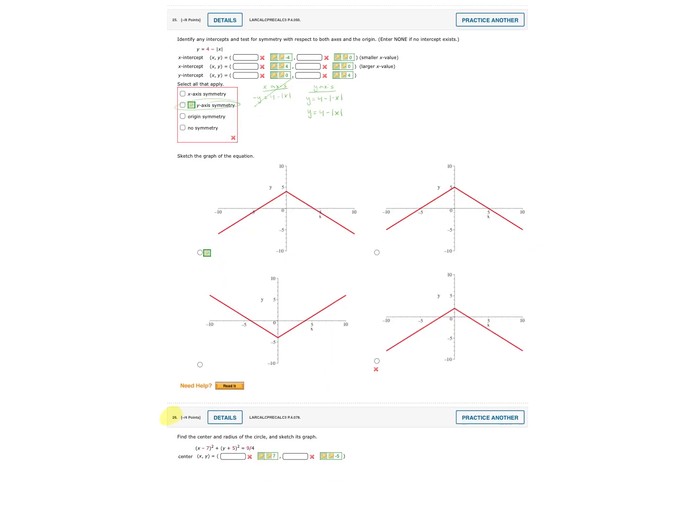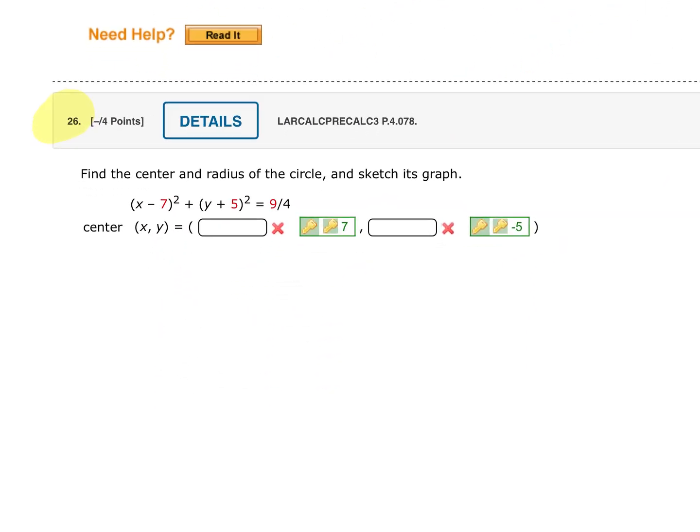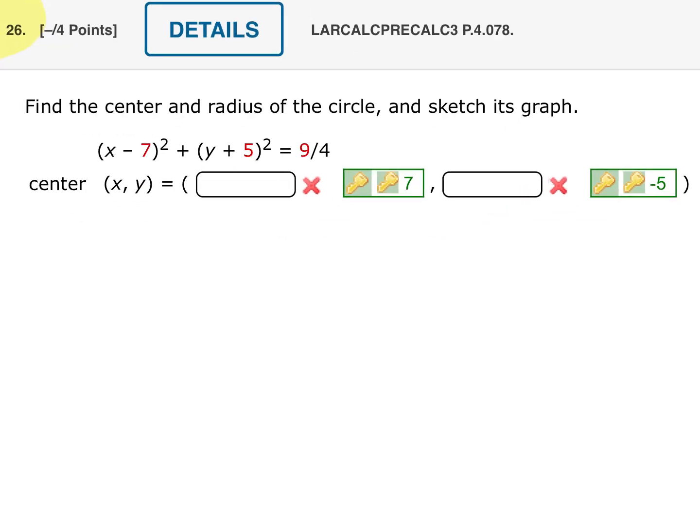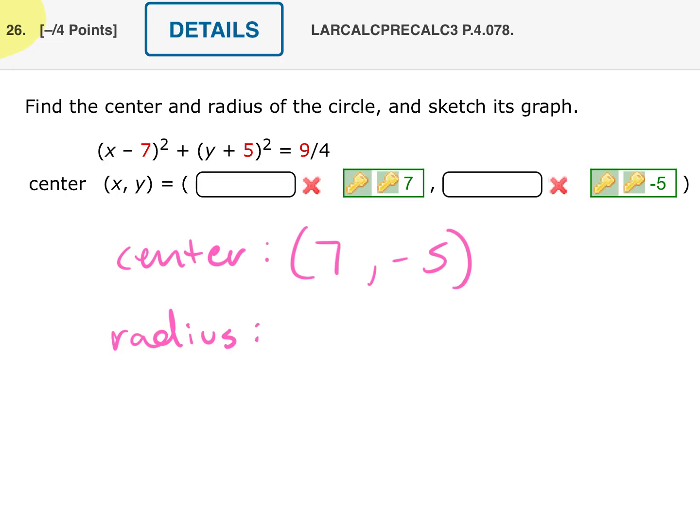All right, next let's do 26. I want to find the center and the radius of a circle. What would our center be here? Awesome. 7, negative 5, perfect. And then what's our radius? What is it? 3/2, awesome.